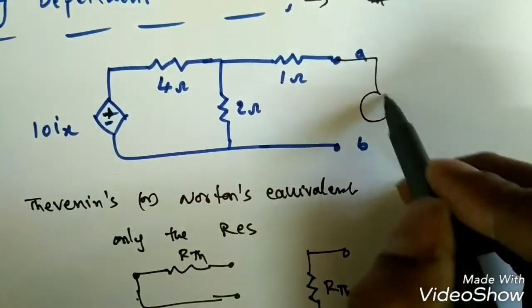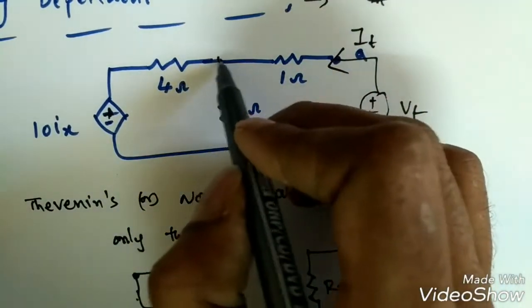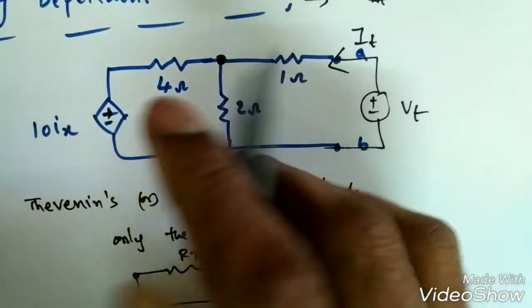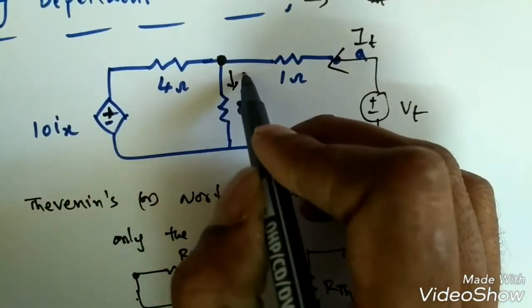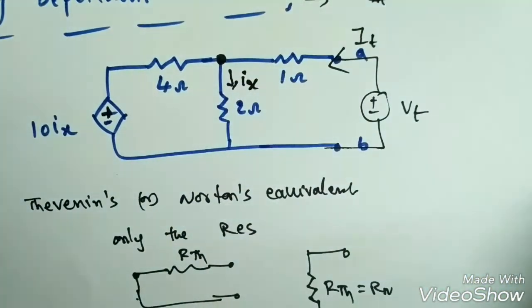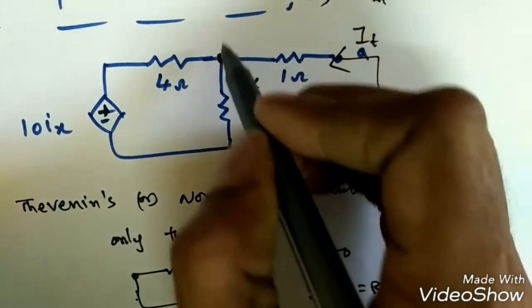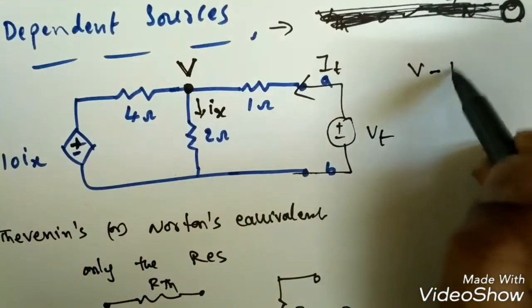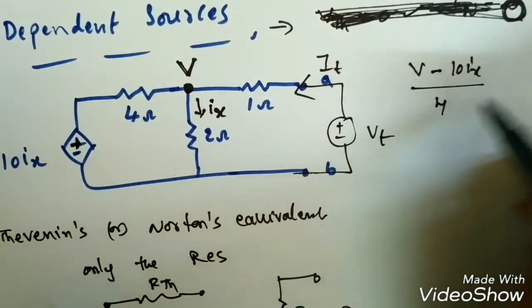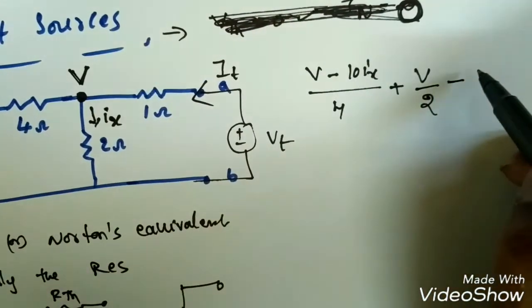Whenever there is a dependent source, as we just solved, we have to apply a test voltage or a test current. Now this 10 Ix is there, so Ix is the dependent variable, and that should be mentioned here. This is Ix, right? Otherwise we cannot find the RTH. Now apply a voltage V here.